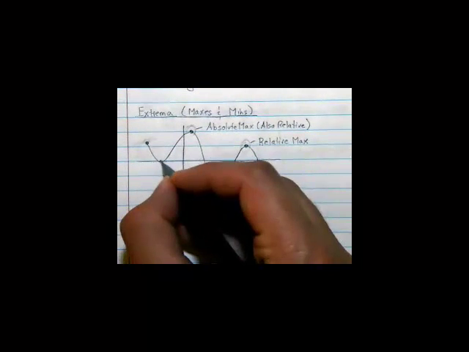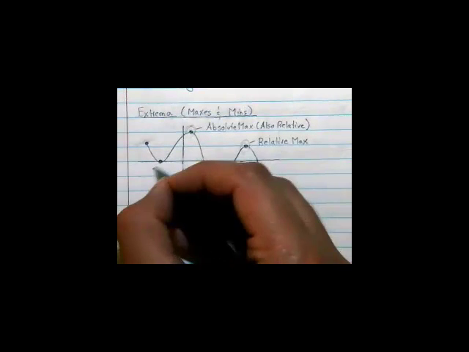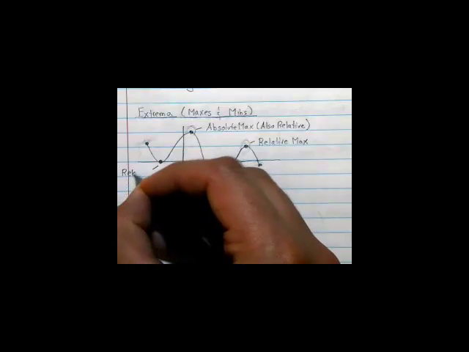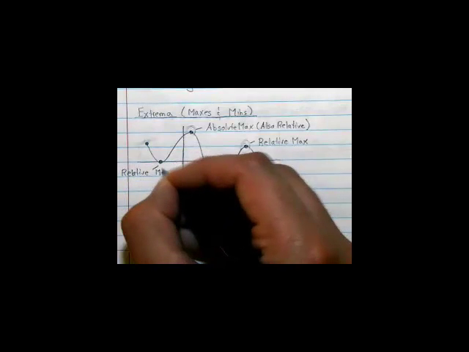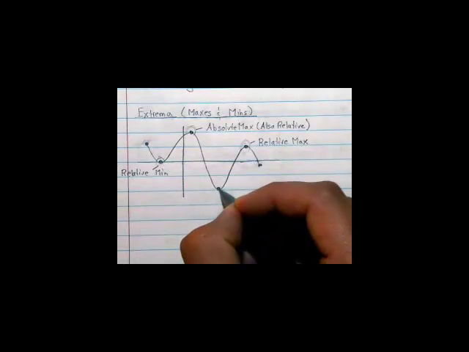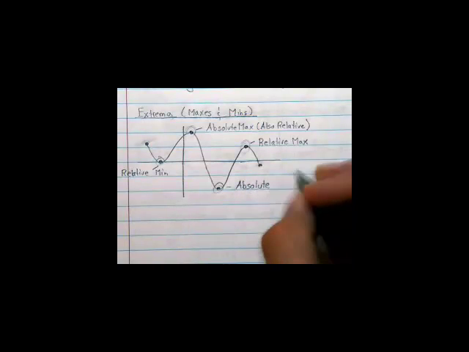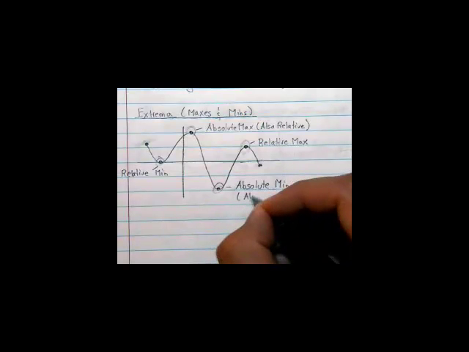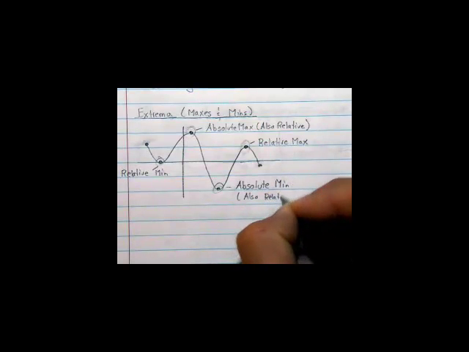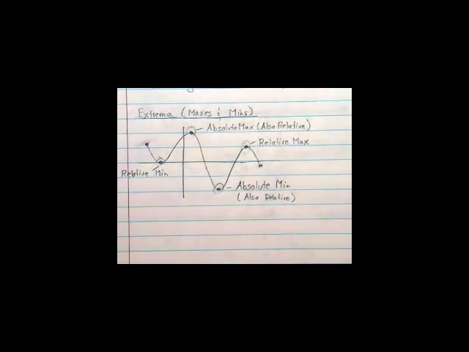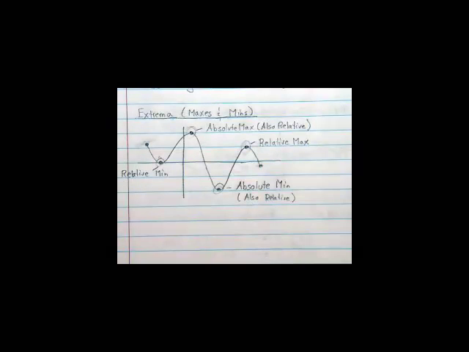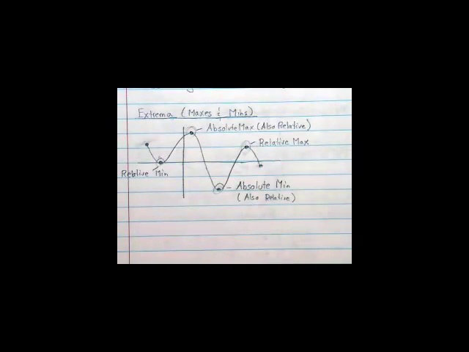Okay, and then with the minimums, same kind of thing, right? This is going to be a relative min. And this one over here will be the absolute min, but it is also relative. Okay, not every function, though, is going to have a relative max or min or an absolute max or min. It just kind of depends. I happen to draw a function that I knew would have examples of all four of those things going on.